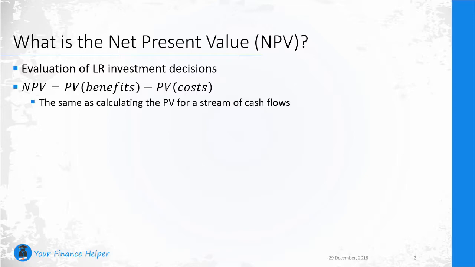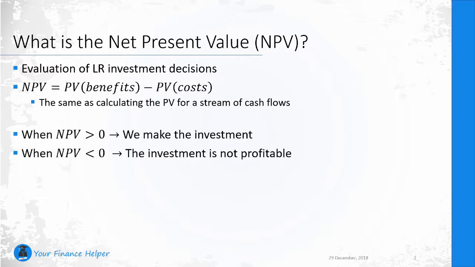It is the present value of the benefits minus the present value of the costs. This is the same formula that you use when you calculate the present value for a stream of cash flows. The reason why we use this tool is because we cannot compare money in different time periods. That's the reason why we calculate the present value of them. The way that we evaluate our decisions is that when net present value is higher than zero, we do the investment simply because there is a profit. When it is below zero, we don't do it because it's not profitable.